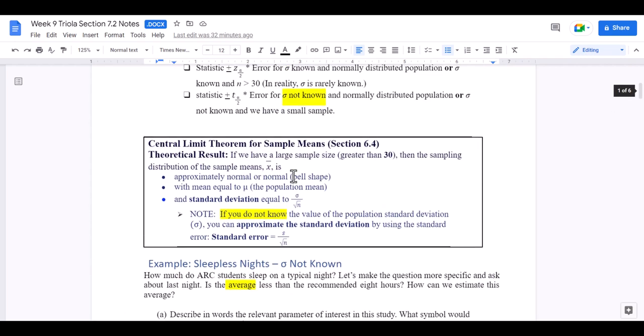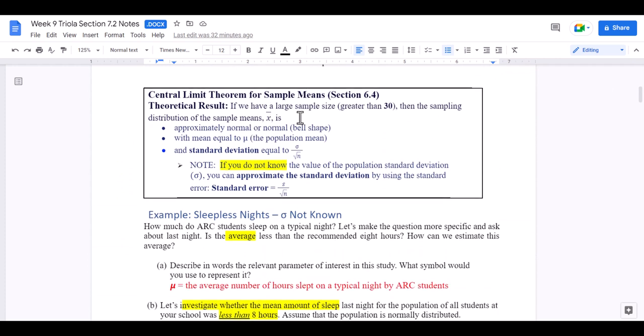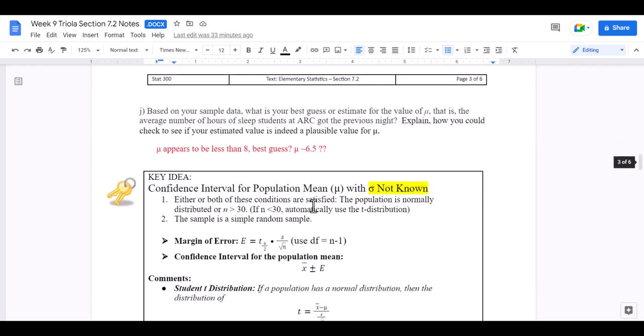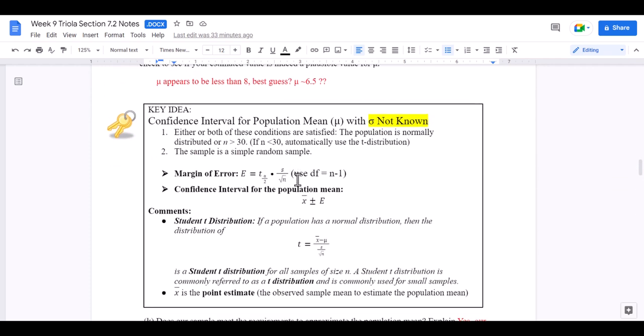So going back to using the central limit theorem, right, when we don't know sigma, well, first of all, our sample has to come from a population that is approximately normal or bell-shaped, which we were told that it is. The population of ARC students is approximately normal. And so we're going to use the standard deviation because we don't know sigma, we're going to use s over root n for the standard error. And so going back over here, that's what we're using with degrees of freedom n minus 1.